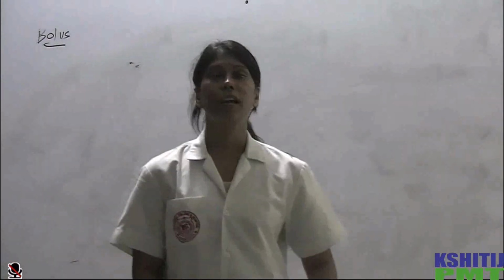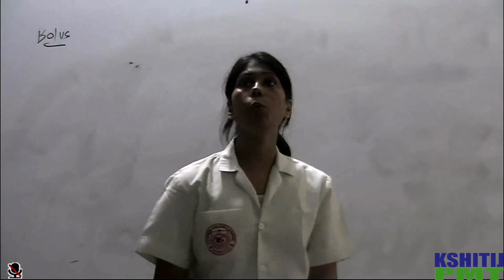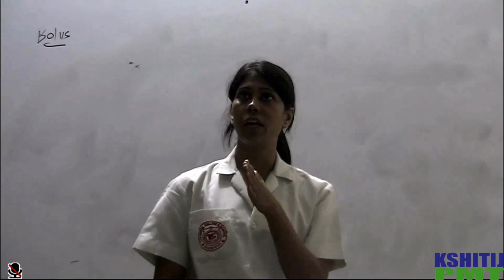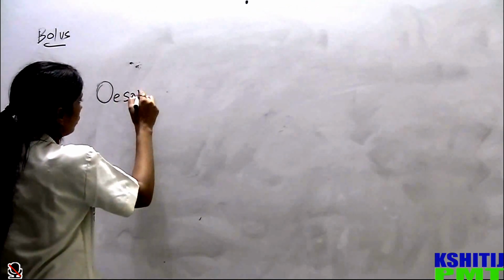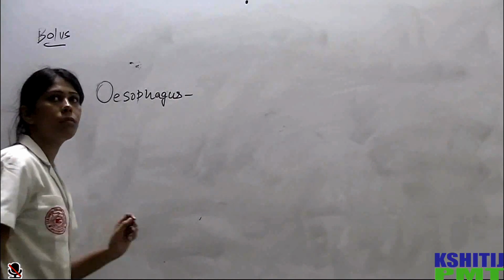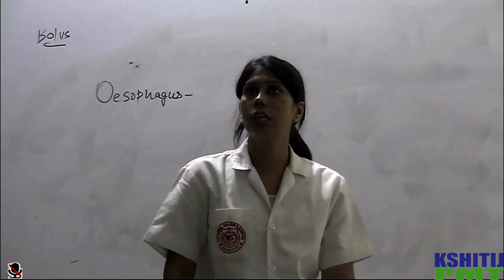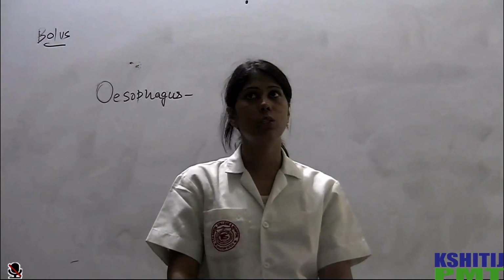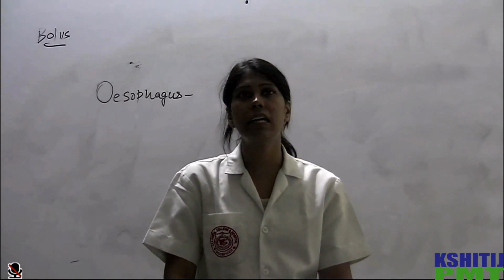After this, we are done with the pharynx part. From the pharynx, now we'll go for the esophagus. Now, esophagus, as I told you, is just a tube-like structure which helps in peristalsis. It doesn't have any other function.